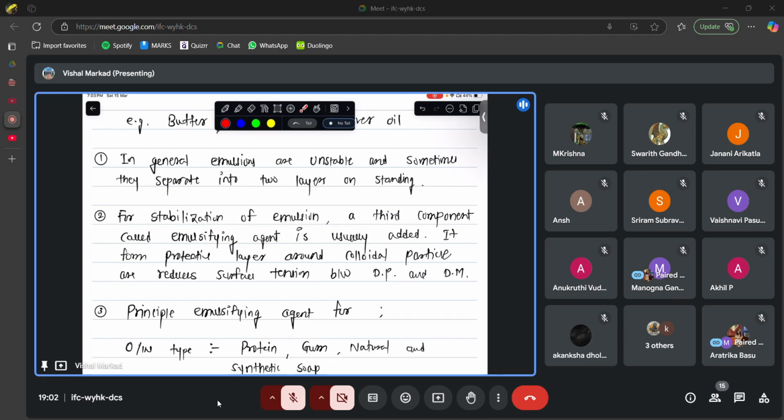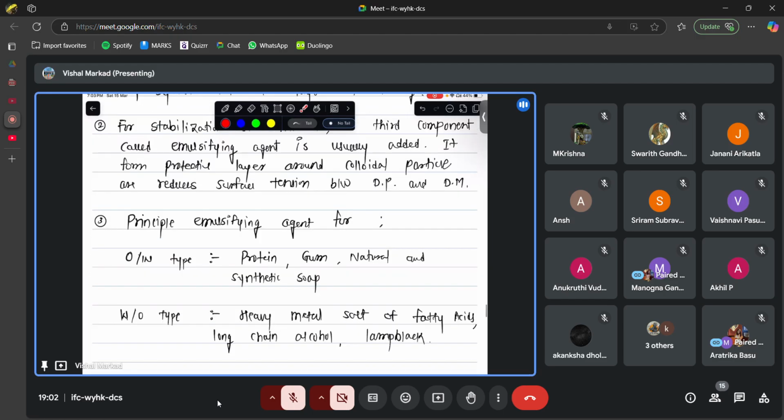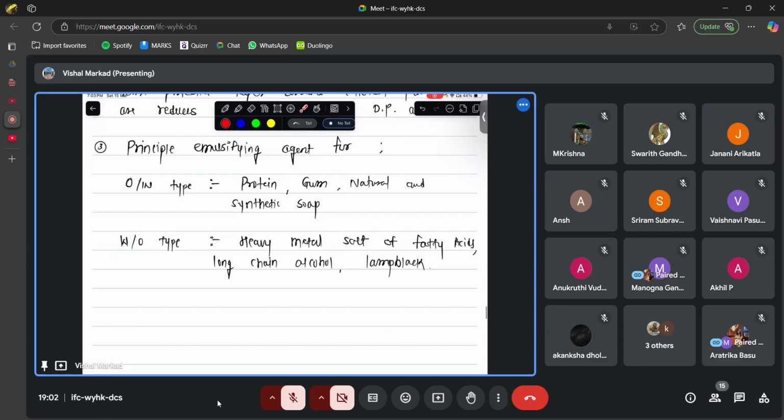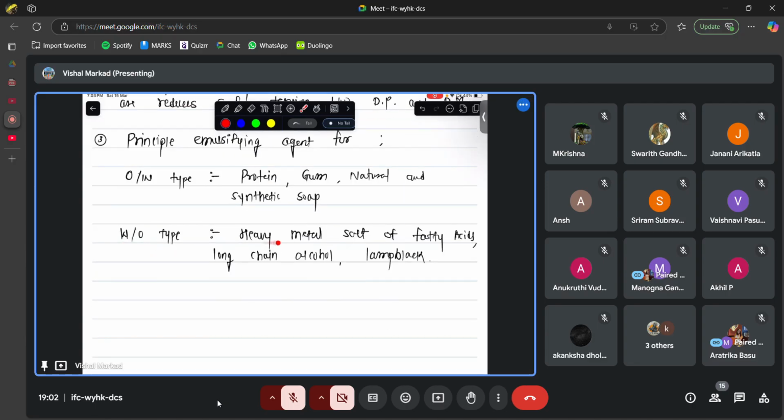Here is the definition: what is an emulsifying agent? The agent or the component which is used to stabilize the emulsion is called an emulsifying agent. Clear? And what are the general emulsifying agents that you use for oil in water type? Protein, gum, natural and synthetic soap we use. For water in oil type, heavy metal salts or fatty acid we use.